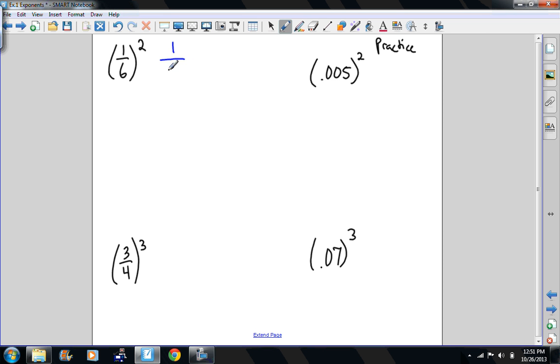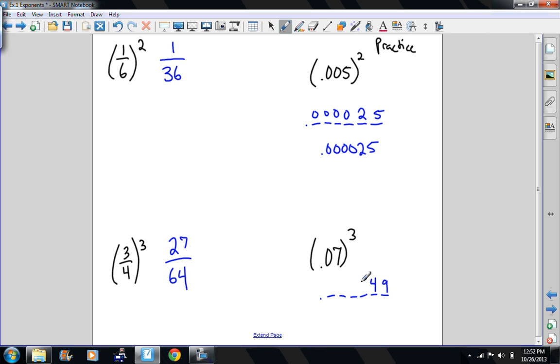Top left should be 1 over 36. Bottom left should be 27 over 64, and that can't be simplified. This one, there will be 6 decimal places. 5 times 5 is 25, and we have to insert 4 zeros. So it's 0.00025. Down here we have 0.07 cubed, so there will be 6 decimal places because there's 2 decimals in the original, cubed. 7 times 7 is 49 with 4 zeros added in.